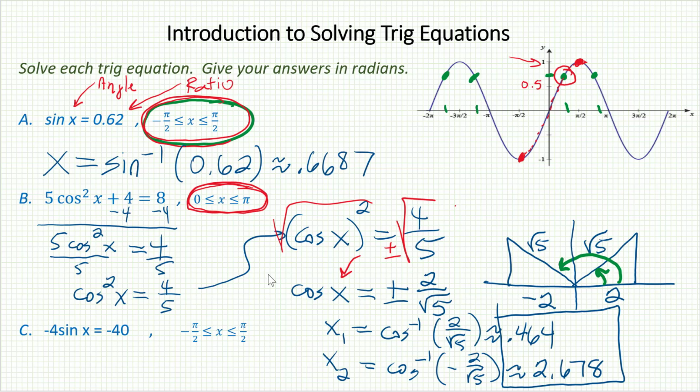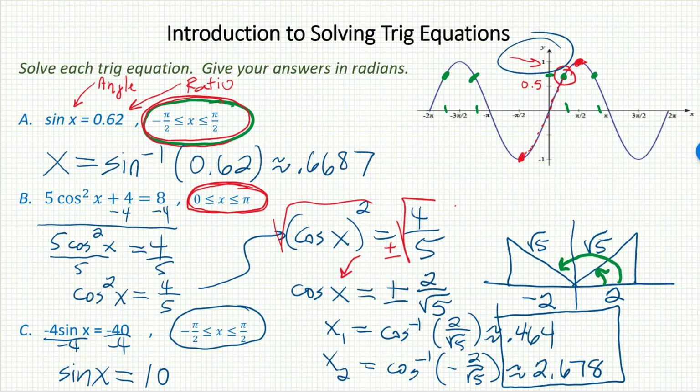Finally, let's take a look at -4 sine x is equal to -40. Once again, I'll clean it up by dividing both sides by -4. That gives me sine x equals 10. So I'm being instructed to find an angle in the restricted zone for inverse sine whose sine ratio is 10. Well, as soon as you see that, you should realize we've got big problems here. There's no such thing as a sine ratio of 10. The highest sine ratio is 1. This is an impossible equation, which means it has no solution. Sine ratios only exist between -1 and 1.